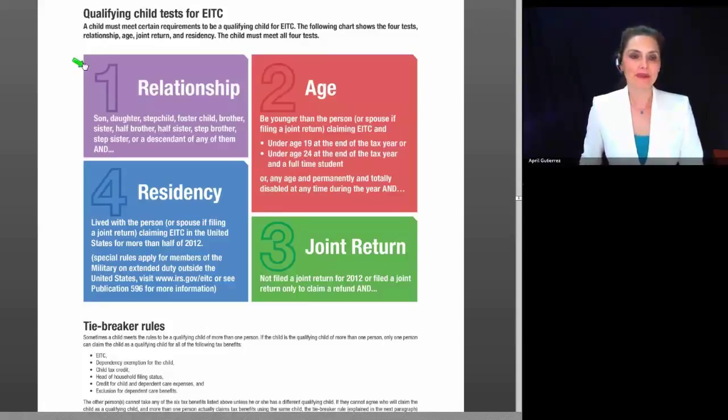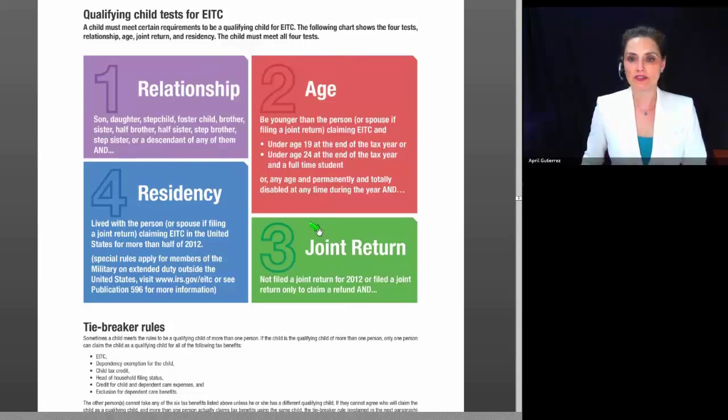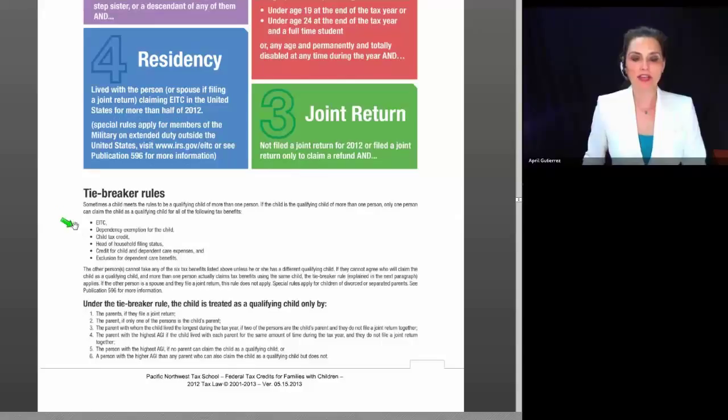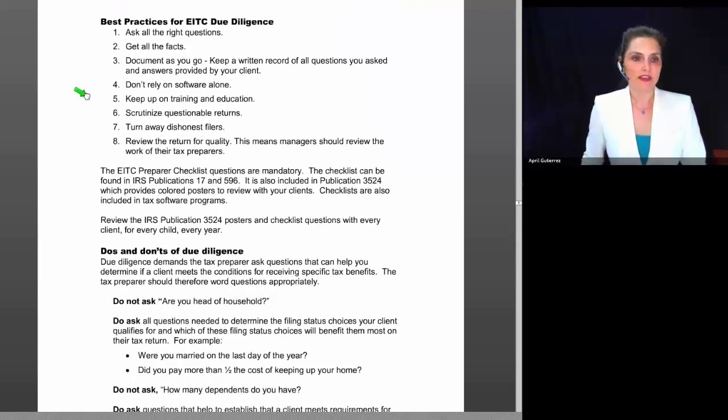But this poster really breaks down the four requirements for claiming a child for the earned income credit very nicely. It says there's the relationship test that the child has to pass, the residency test, the age test, and the joint return test. And then it also spells out the tiebreaker rules. And under the tiebreaker rules, who will finally be awarded the exemption or the dependency or the earned income credit for a particular child.